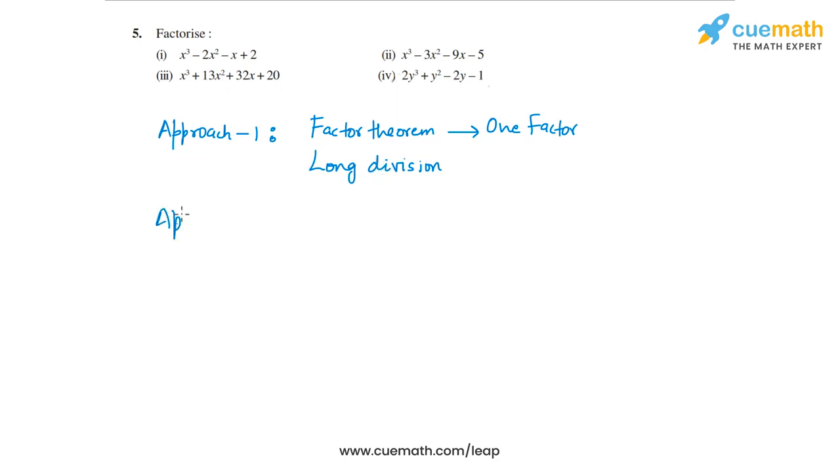Approach 2 is you could use the factor theorem to find out all 3 factors of the polynomial. Basically guess all 3 factors of the polynomial using the factor theorem. So these are the 2 possible approaches we could take to factor any cubic polynomial. So let's try and use both of these approaches for the given question.